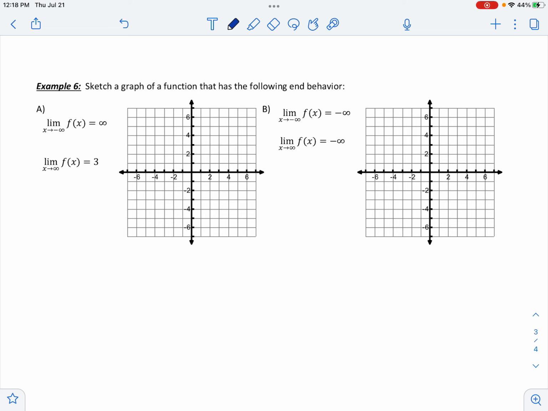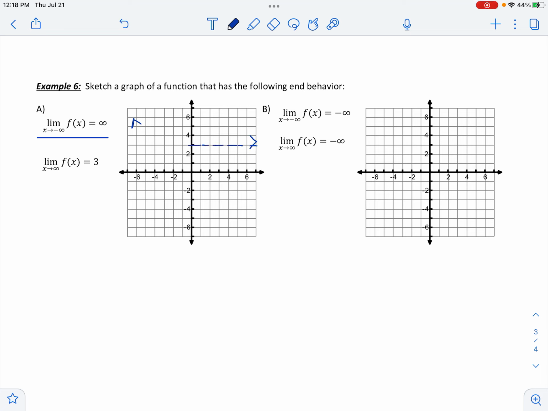Okay, so I'm going to start by drawing my ends. So this one says the limit as x approaches negative infinity. So this is my arrow on the left-hand side. That's approaching positive infinity. So my arrow on the left-hand side is going to be pointing upward. And then the limit as x approaches positive infinity of f of x is 3. So my arrow to the right, my right-handed arrow, is not pointing up, it's not pointing down, it is leveling off at 3. So if you see where 3 is, it's right here, okay?